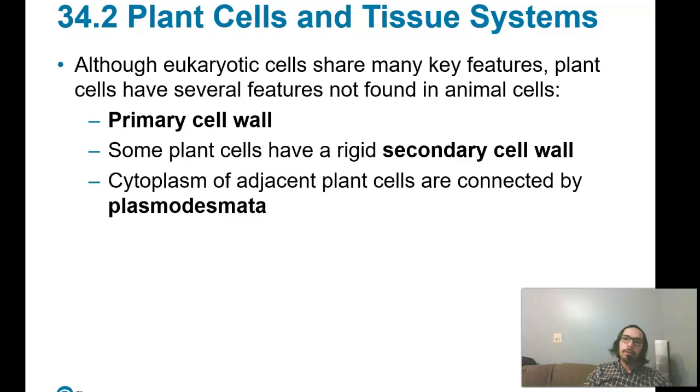However, there are some plant cells that have features that are not found in animal cells. Some of those features are, for example, the primary cell wall, which surrounds the cell and provides structure to it. There's some plant cells that have a secondary cell wall, okay? And the cytoplasm of adjacent plant cells are connected by a structure called the plasmodesmata, or plasmodesma for singular.